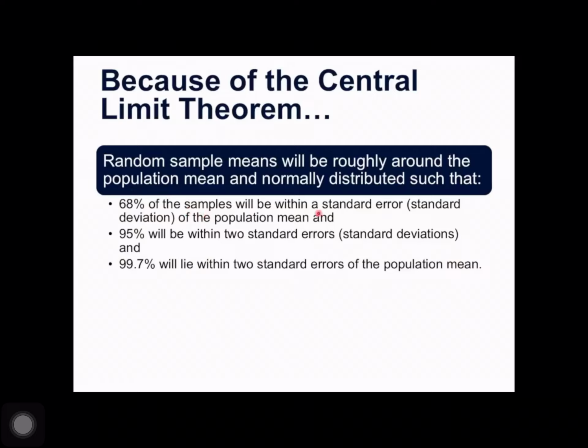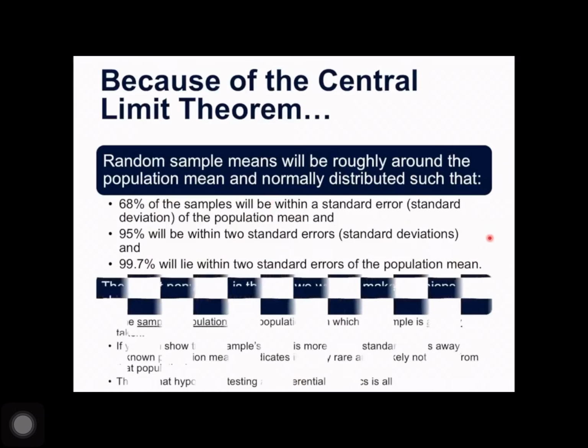68% of all the samples are going to be within one standard error. You can think about it like a standard deviation of the population's mean, and 95% between two standard errors, and 99.7% between, that should say 3 standard errors. I'll correct that in the deck that I send to you. So the point is that we know this already. And this is what's helping us interpret a normal curve.